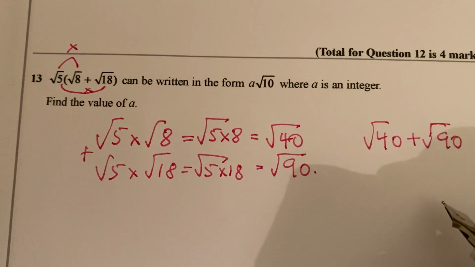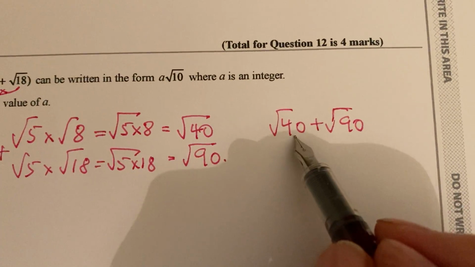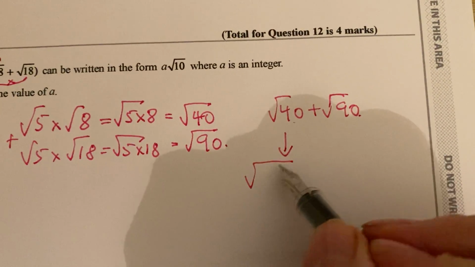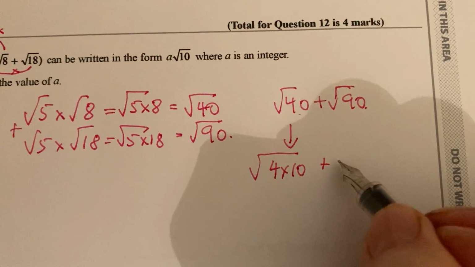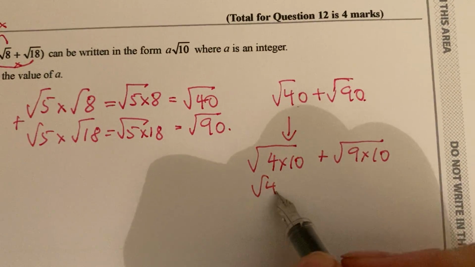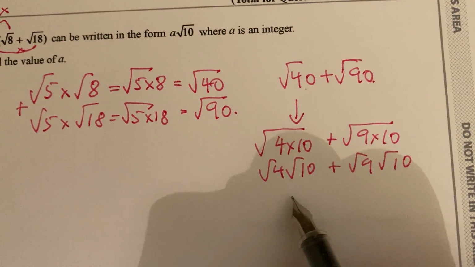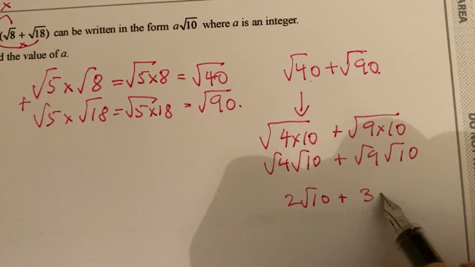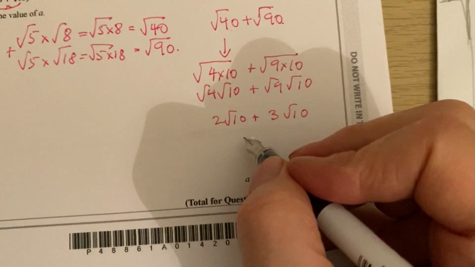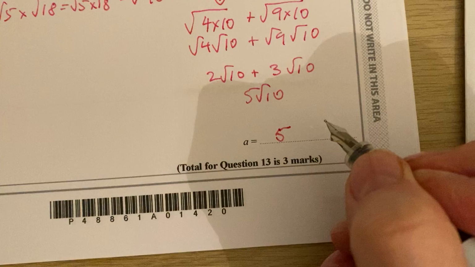Now I have no idea where I'm going with all of this, but I'm just going to go with the flow. I see 10 there, and I can see 4 tens and 9 tens, and that's really useful because that means it's root 4 times 10 plus root 9 times 10. That's root 4 root 10 plus root 9 root 10, and some of you might see this now. So that's 2 root 10 plus 3 root 10, and now, because they're common, I can add them together, so that's 5 root 10, and they want a, so a is 5.